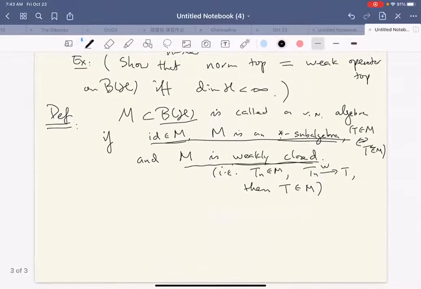Okay. So as I said, this seems to be a lot, right? The star algebra has to be weakly closed. You impose algebraic conditions and topological conditions. So I guess I will introduce the first theorem in the theory of von Neumann algebras, not surprisingly due to von Neumann.